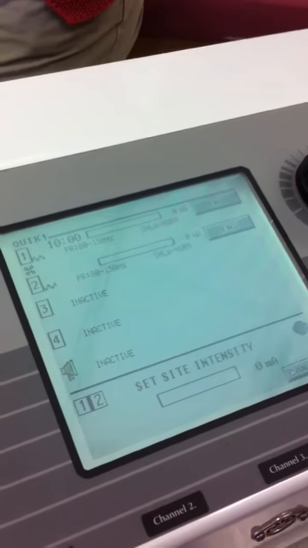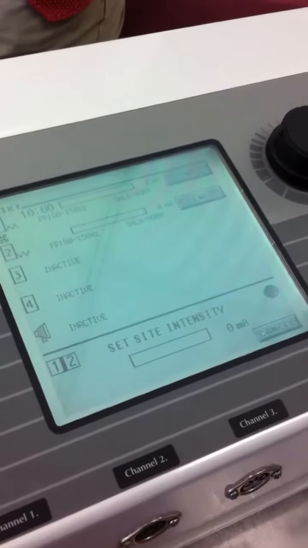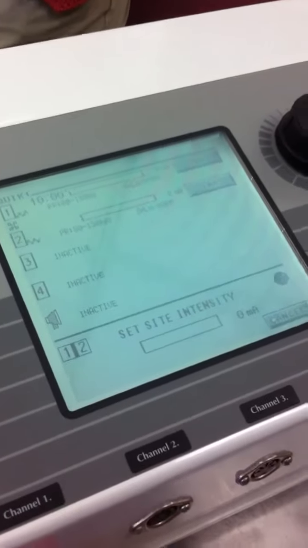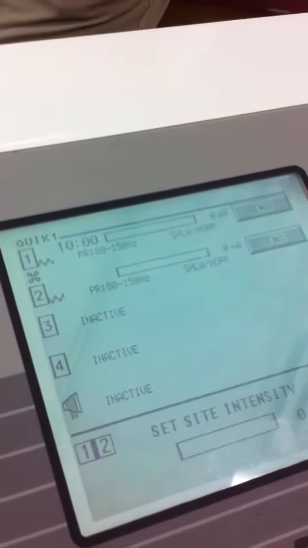And Anya just read off that the pulse rate is 80 to 150. So what modality is that? IFC. Okay? So that's what channel 1, if you push quick 1, defaults to: IFC. Okay? So Anya, press cancel down at the bottom. Okay. Martha, press quick 2.